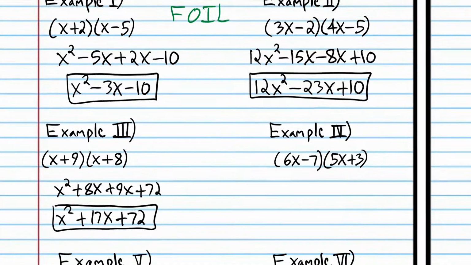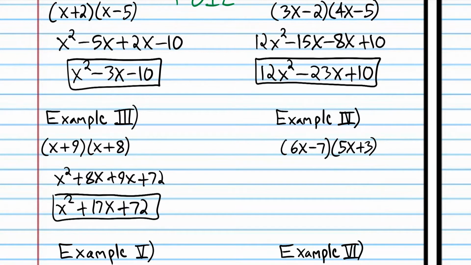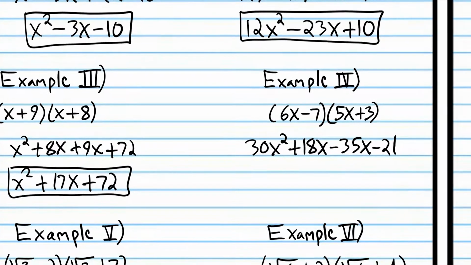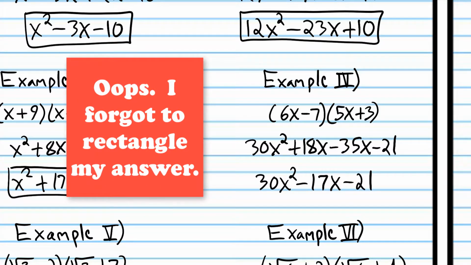All right, we're back. 6x times 5x is 30x squared. 6x times 3 is 18x. Negative 7 times 5x is negative 35x. And negative 7 times 3 is negative 21. So now all we have to do is combine the like terms, the inner terms. And we get 30x squared minus 17x minus 21. So if you got that answer, good job.